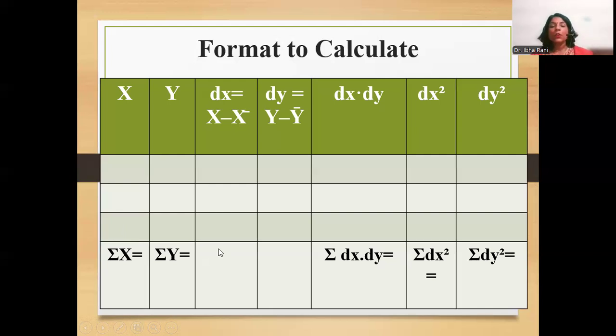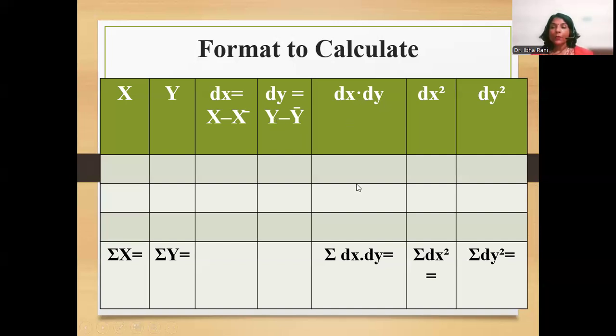After that, the third column in this format, which we have to calculate, is dx. Dx will be calculated as the variable of x minus the average of x. Whatever average we calculate, that has to be subtracted. In the next column, the same way, dy will be calculated as the variable of y minus the average of y value. After that, we will be calculating the multiplication of these two values, which is dx multiplied by dy.